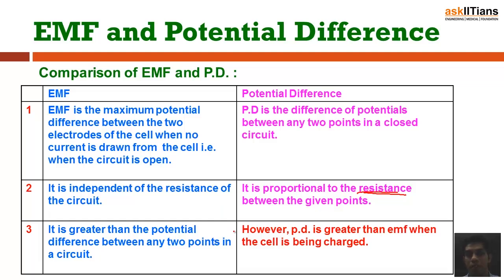The last point of difference is that potential difference is greater than EMF only and only if the cell is being charged. That is, the current is now driven in the opposite direction. Current which usually moves from the positive electrode through the circuit to the negative electrode is now moving from the negative electrode to the positive electrode through the circuit. So it's only then that the potential difference can be greater than the EMF of the cell. So here we have listed a few points of difference between EMF and potential difference.